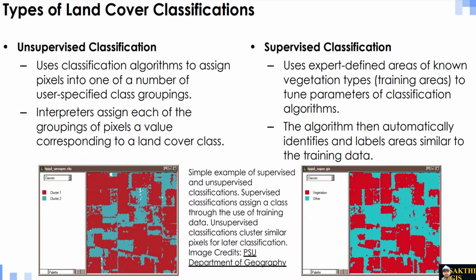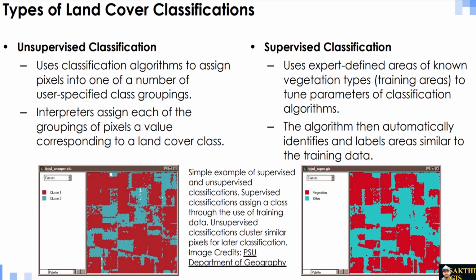In land cover classification, there are two types of classification. One is unsupervised classification, and the other is supervised classification. Unsupervised classification is cluster-based classification. We won't give any training data to it. Automatically it will be categorized into different clusters, like cluster 1, cluster 2, cluster 10, and however many clusters we need, it will give.